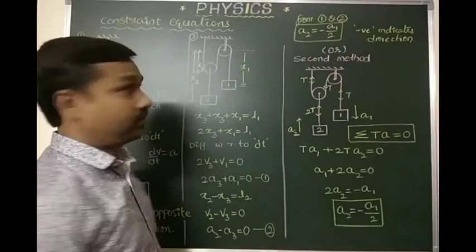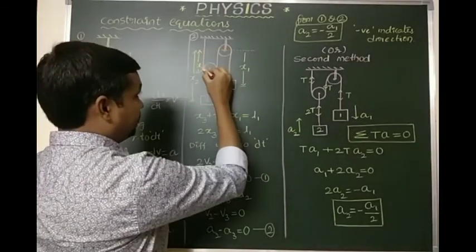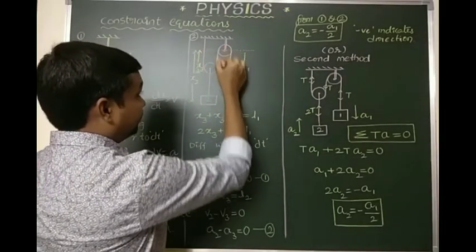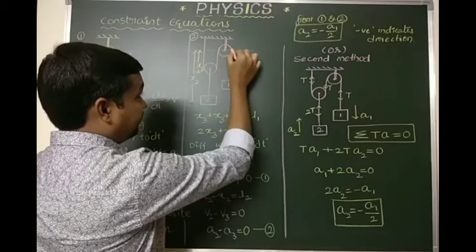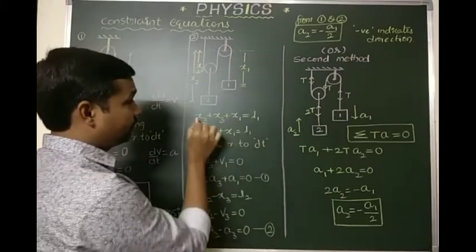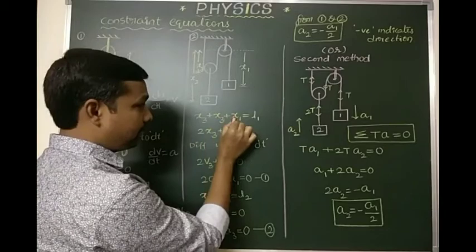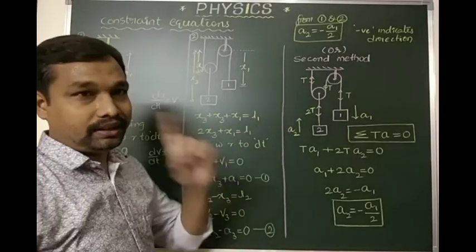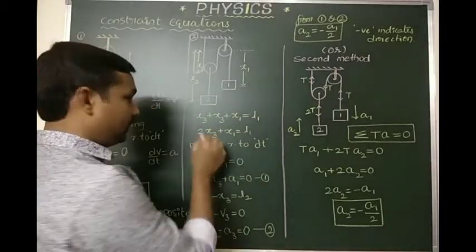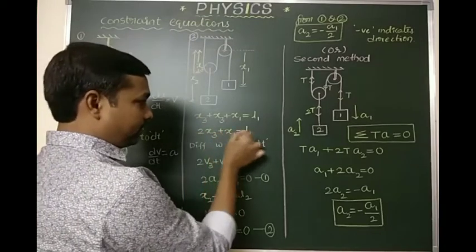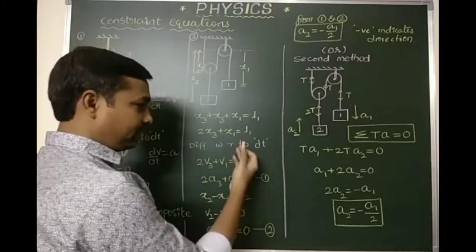First we are considering the first string. What is the length of this? x3. Again, the length of this is x3 again. The length of this is x1. So x3 plus x1 is equal to length L1. And 2x3 plus x1 equals L1.